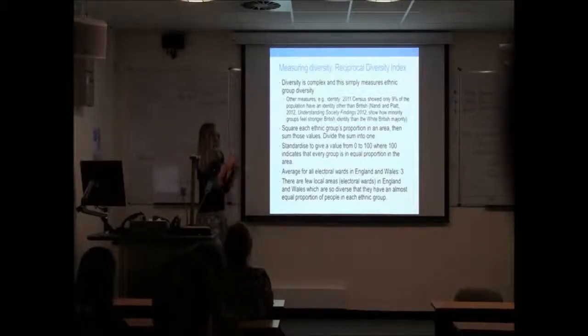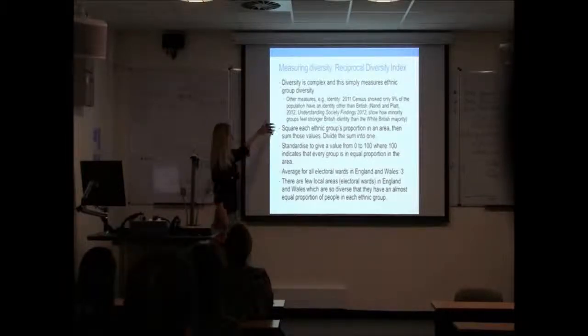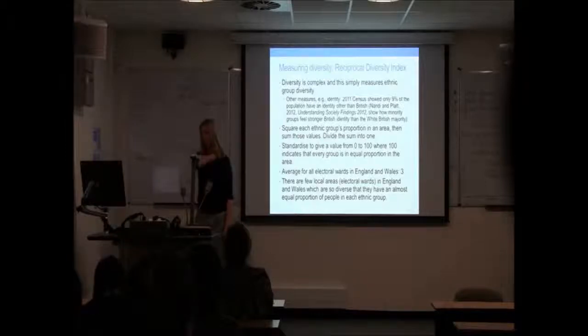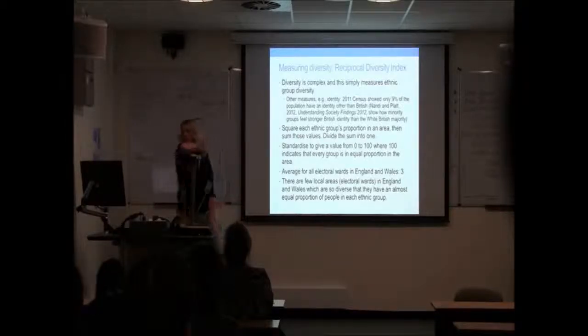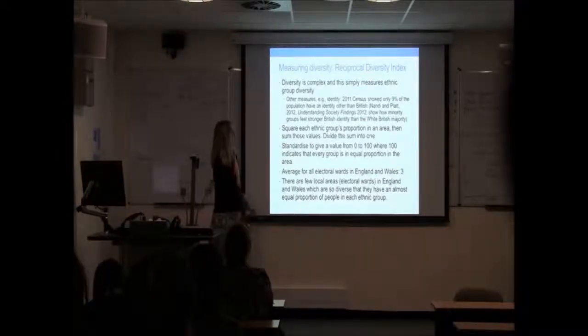Diversity is complex, and in this case, this reciprocal diversity index that I'm going to deal with simply measures ethnic group diversity. You might want to think about other ways of measuring diversity. For example, we have a question on identity, and the national level data showed that some 91% of the population had a British identity. Only 9% of the population had an identity other than British.